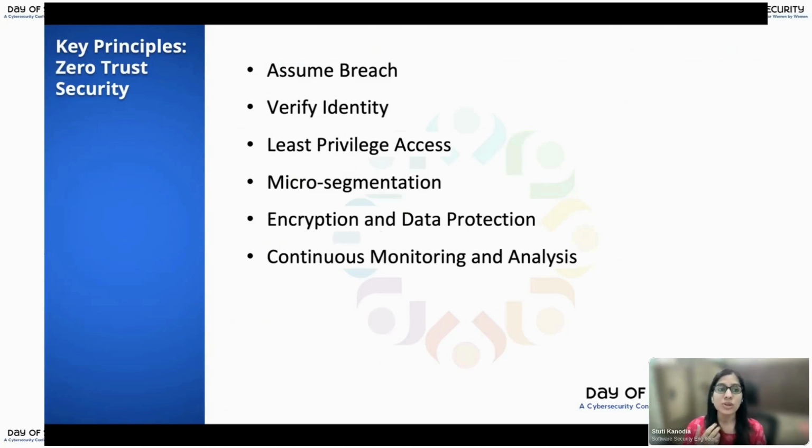So zero trust says you should always encrypt the data at rest as well as in transit.